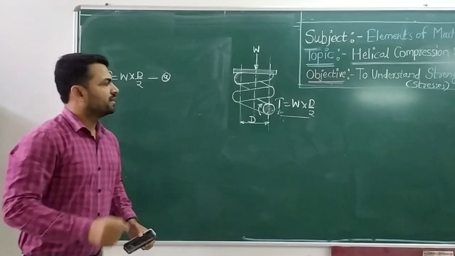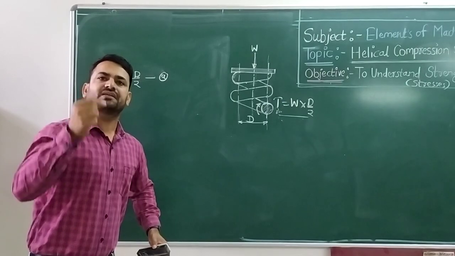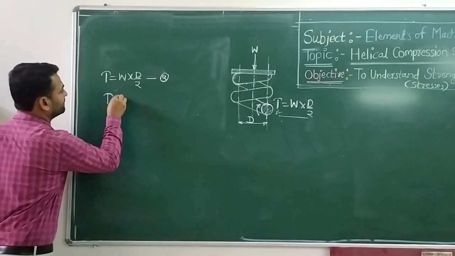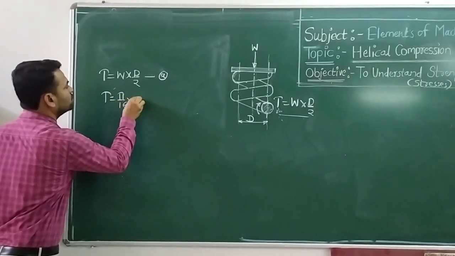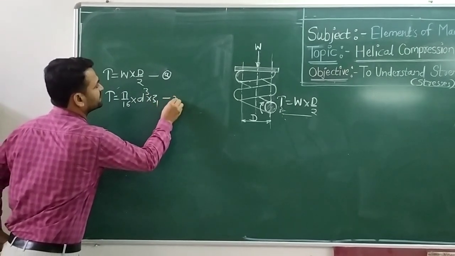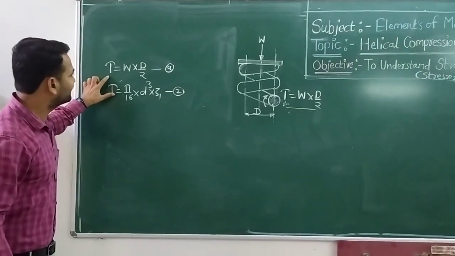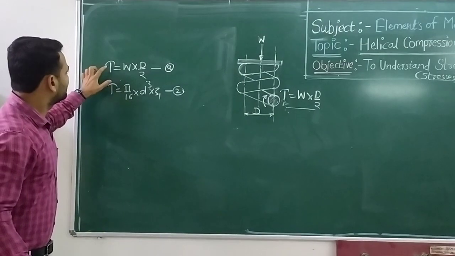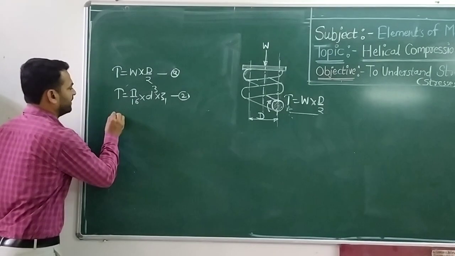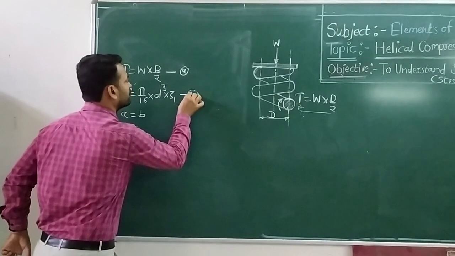As we know, when torque is transmitted, for a circular member, the equation is given by T is equal to pi by 16 into d cube into shear stress tau 1. This is equation number B. This is also the equation of torque or twisting moment. Both are twisting moments, so they will be the same. So equation A should be equal to equation B.